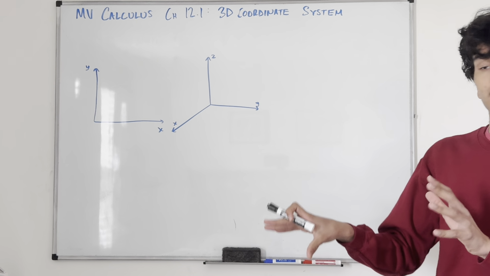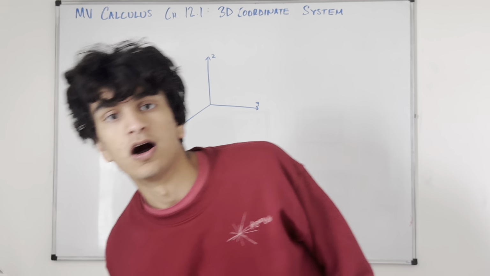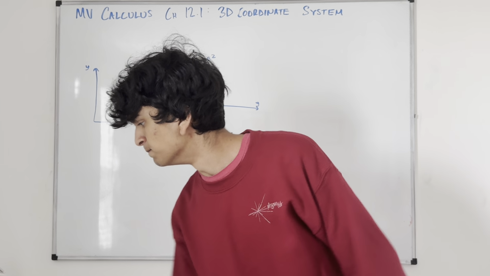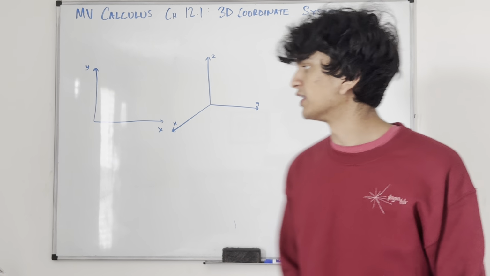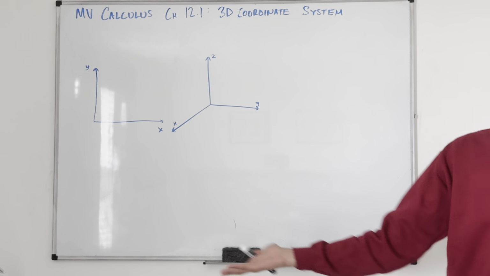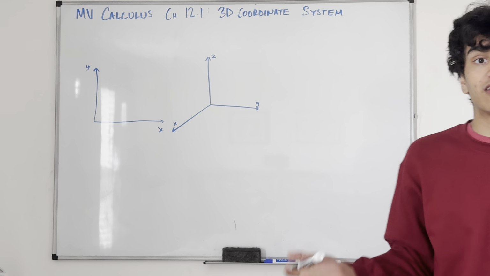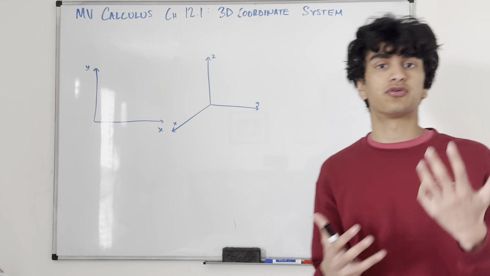So I'm getting the content from the book, and I'm also using the note sheets provided by my school's Calc 3 department. So not my notes or anything, not my knowledge. I'm getting this from a textbook. But to kick things off, we need to understand the 3D coordinate system.